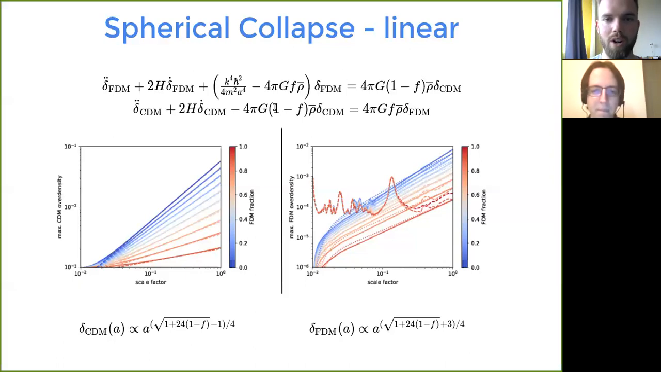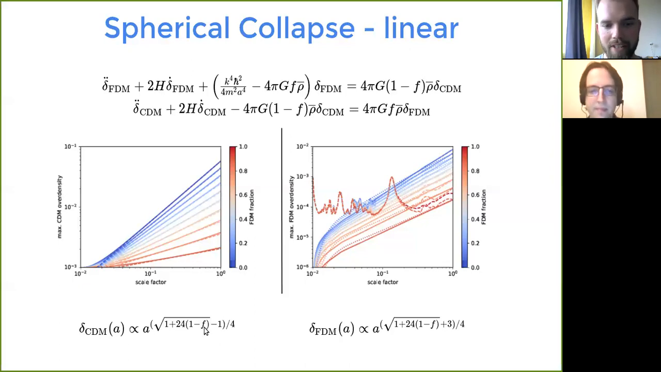And actually for cold dark matter, this evolution has an analytical solution if we assume that there's no fuzzy dark matter overdensity. So if we set the right-hand side to 0, then here at the lower left, that's the analytic result, that the central overdensity scales proportional to a to some power.